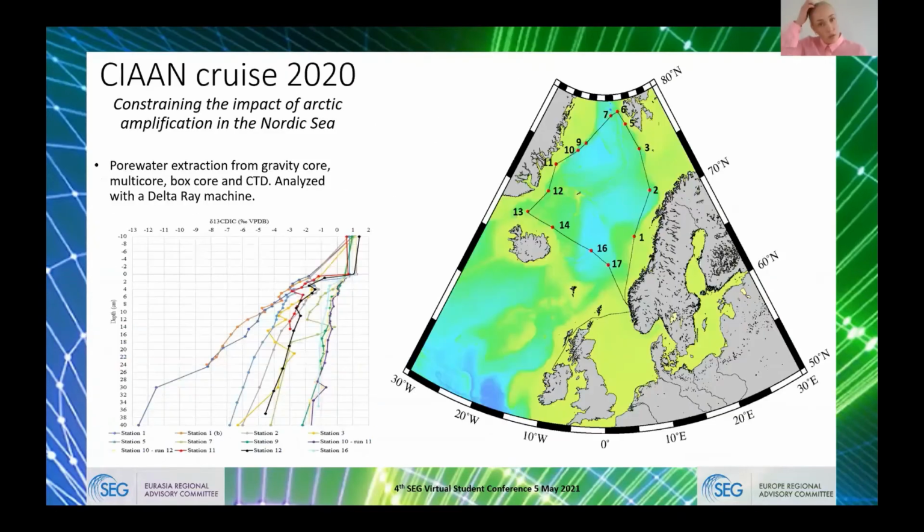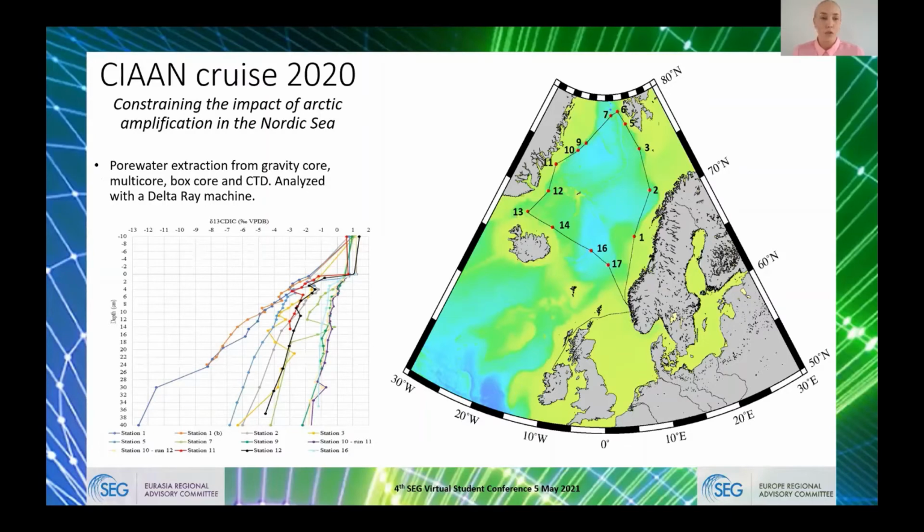So I went on a cruise in 2020 called the Cyan Cruise, and I took some sediment cores from different places. We took gravity core, multi-core, and box core, and we extracted water from the sediments called pore water. We also did some CTD so that we could collect bottom water at the different stations and look at the oxygen content in the bottom water. We went from Bergen along the Norwegian coast up to Svalbard, then over to Greenland, down to Iceland, and then back to Bergen.